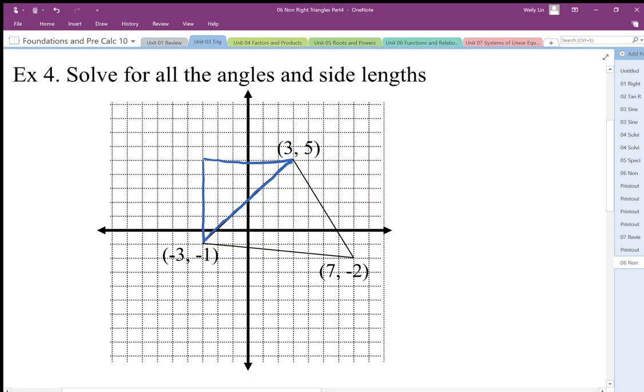So the first thing is I want to find out the angles in this right triangle. So there's my 90-degree angle. If I count, this is a 6 by 6, so this is a 45-degree triangle, so I know that those angles here are 45 degrees. And then I've basically solved that one, so I'm going to move on to this side length here, and I'm going to make this triangle using the grid lines.